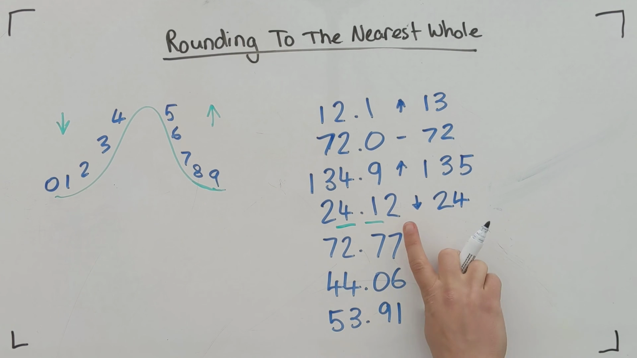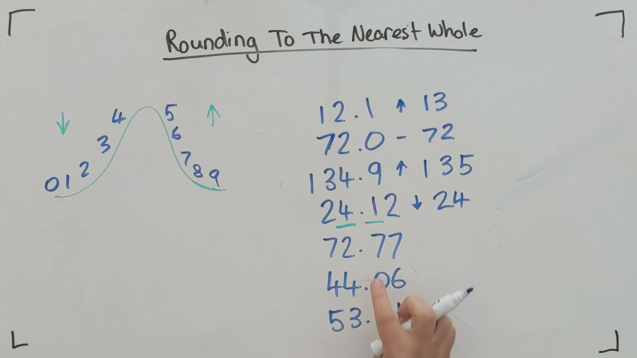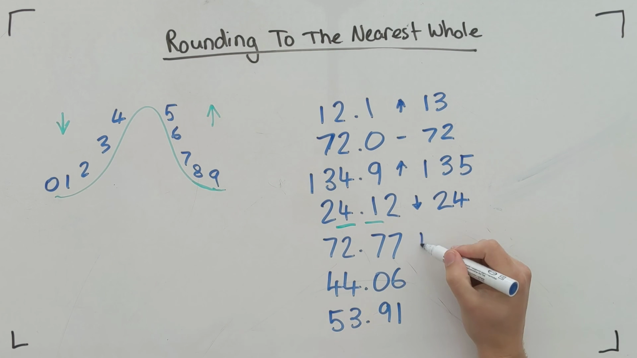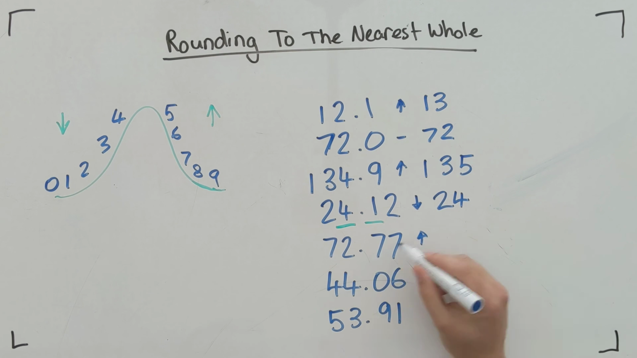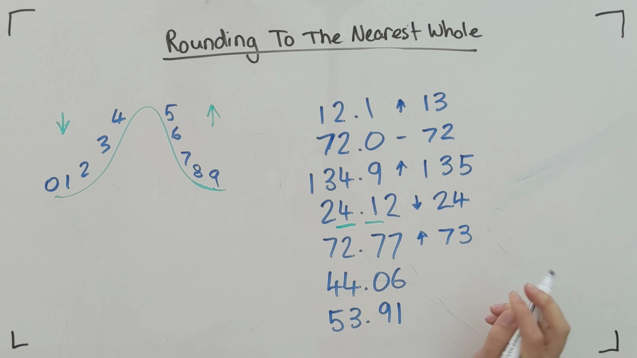72.77. Again, I'm not so worried about that hundredths column. I'm worried about the tenths column. 7 is on the right-hand side of the hill, so we're rounding up to 73.